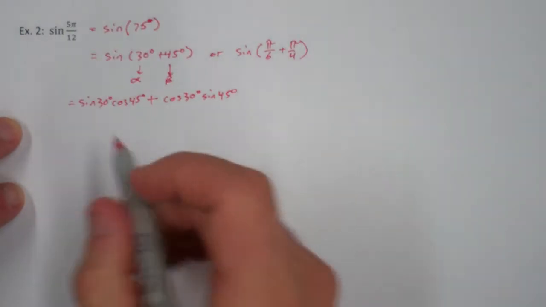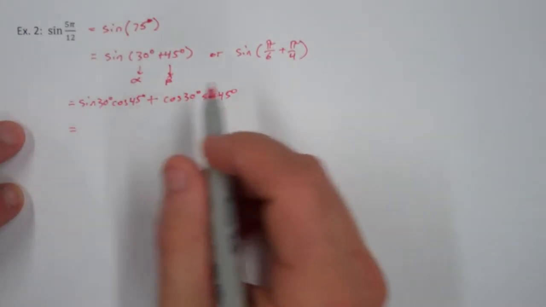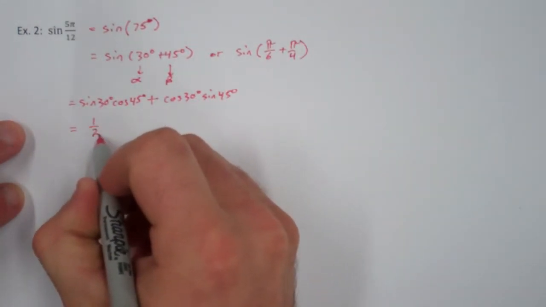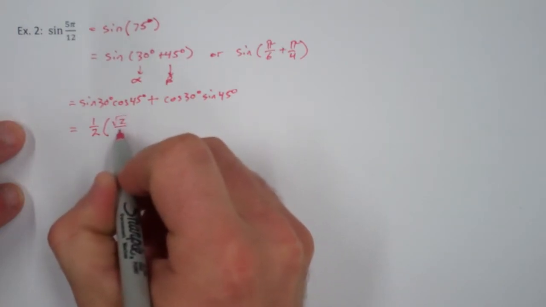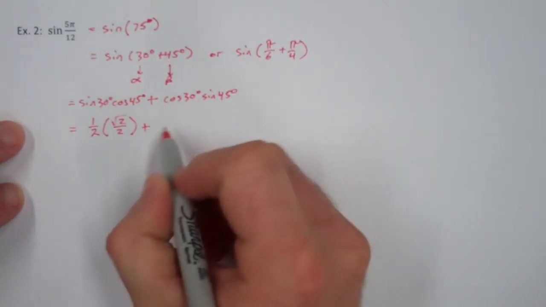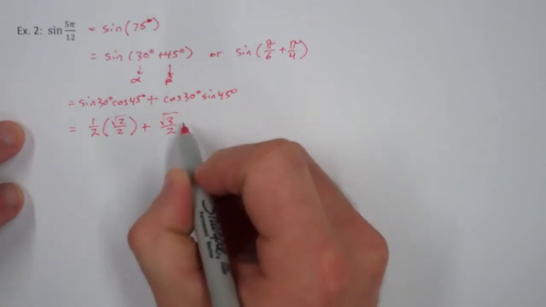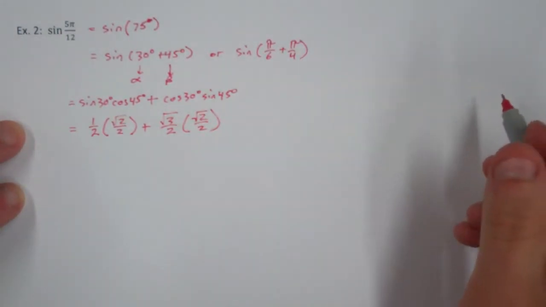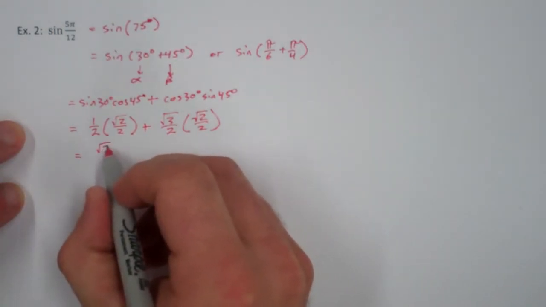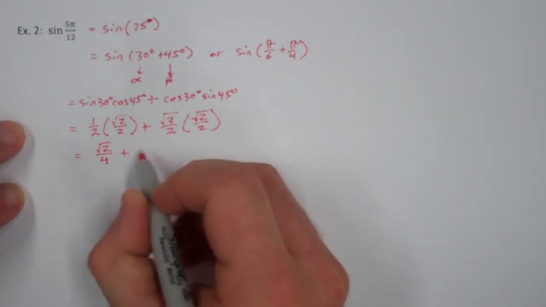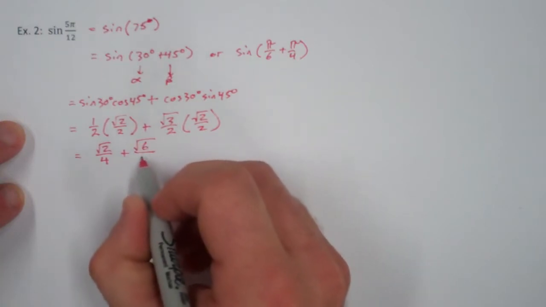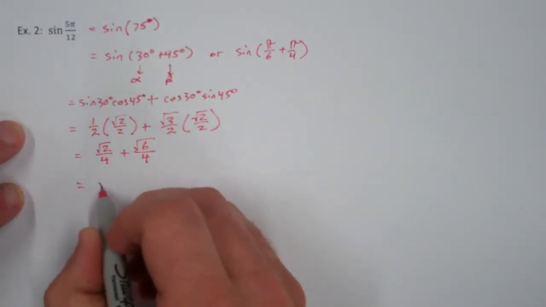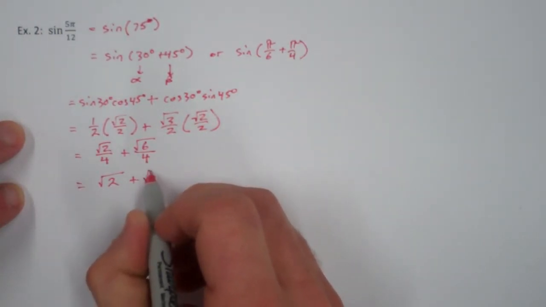Okay, so now we're just going to evaluate each one of these separately. So the sine of 30 is 1/2. Cosine 45 is root 2 over 2. Cosine 30, root 3 over 2, and the sine of 45 is root 2 over 2. We'll do a little bit of arithmetic here. We'll multiply those fractions, we'll multiply these fractions, and then we'll try to write this as one fraction.